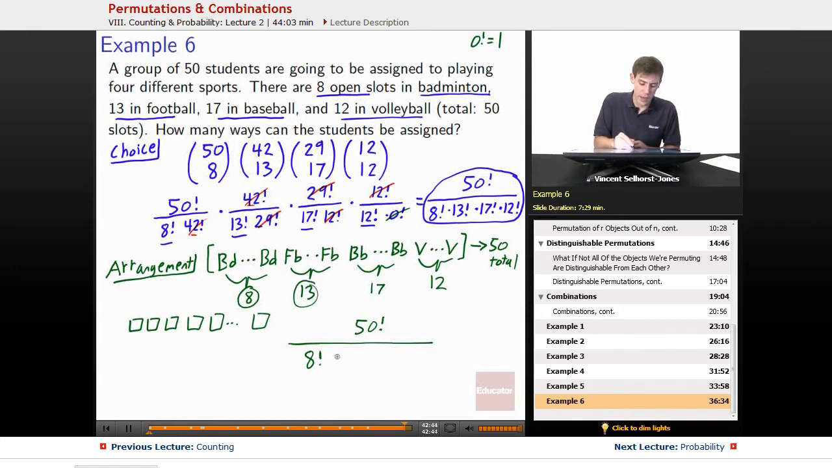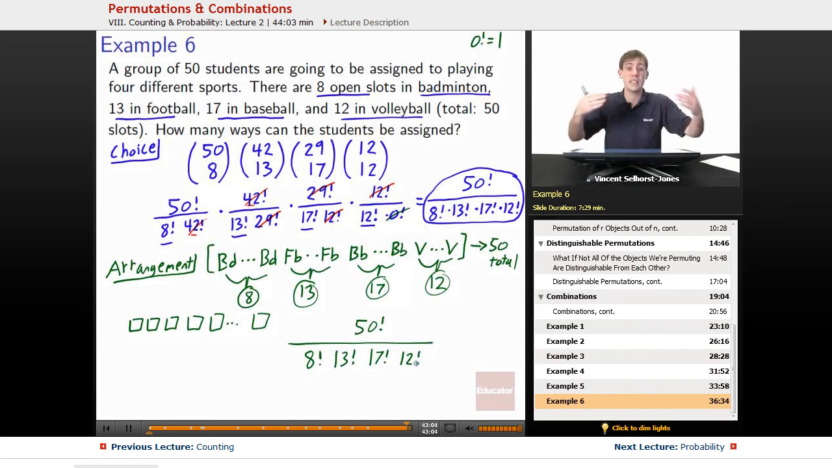Next up, we divide by 13 factorial, all the ways that we can arrange our football cards. Then we divide by 17 factorial, all the ways we can arrange our baseball cards. And then finally, we divide by 12 factorial, all the ways we can arrange our volleyball cards. So what we're seeing here is distinguishable permutations of our cards. All of the ways that we can have distinguishable permutations of these 50 assignment cards.